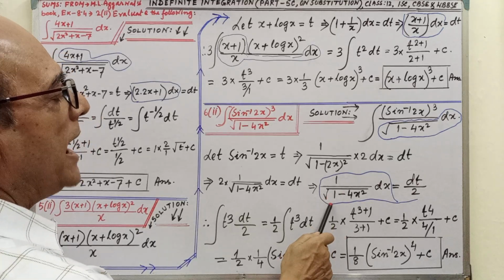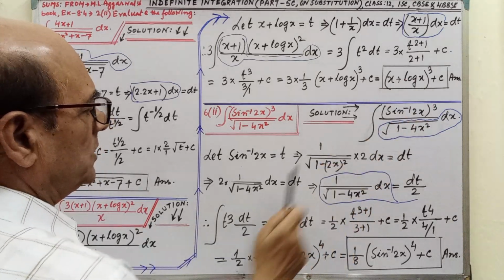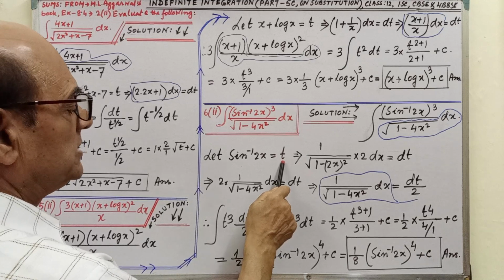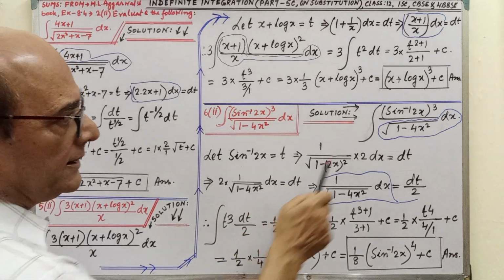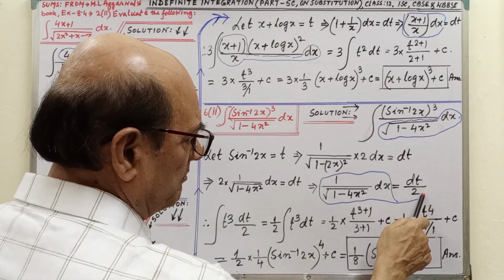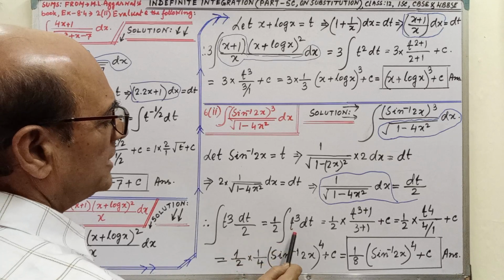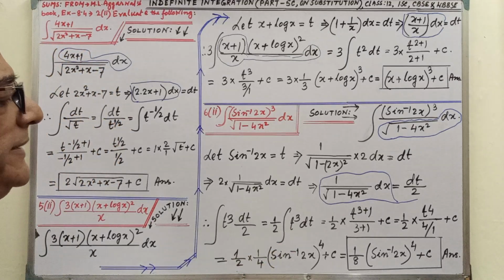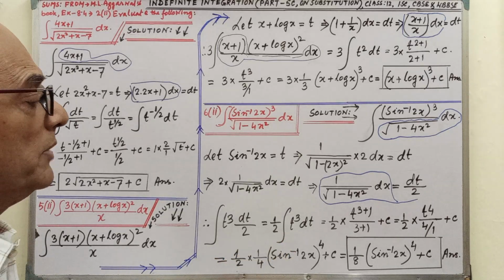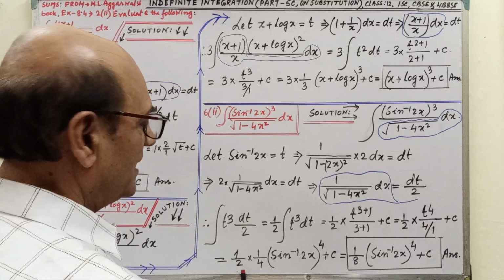So now we have to substitute sine inverse 2x whole cube. In place of sine inverse 2x, we have to write t, that is t cube, and for the remaining part, that is dt by 2. Half will come outside of the integration, then t cube dt. Now we are getting the frame of formula, that is x to the power n.